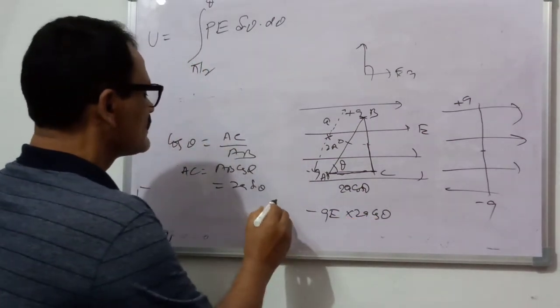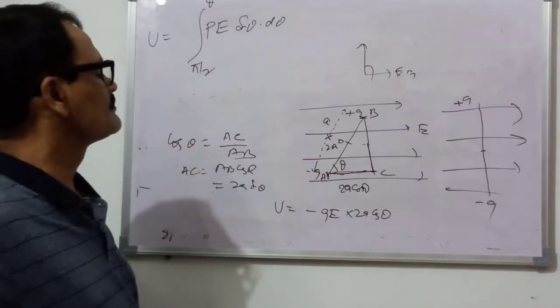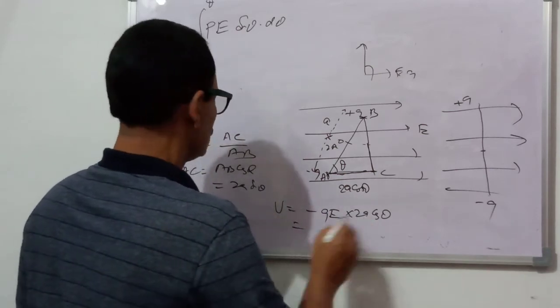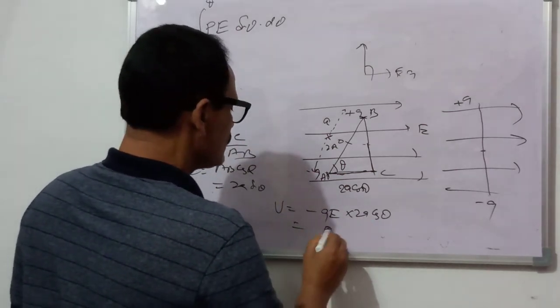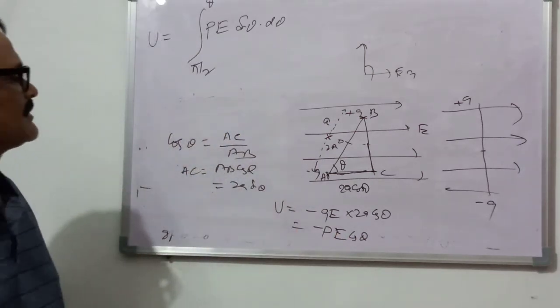And this work is the potential energy, and 2AQ is P, so it is PE cos theta, and this is the expression for the potential energy.